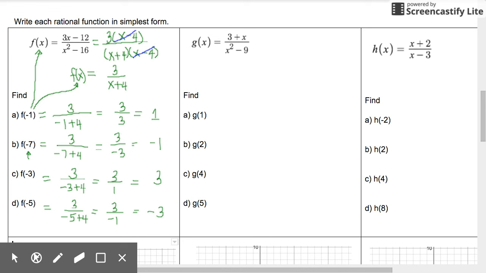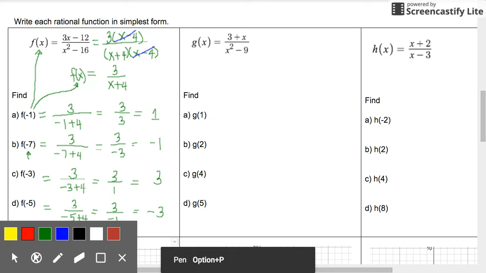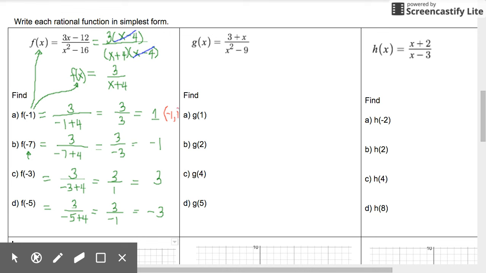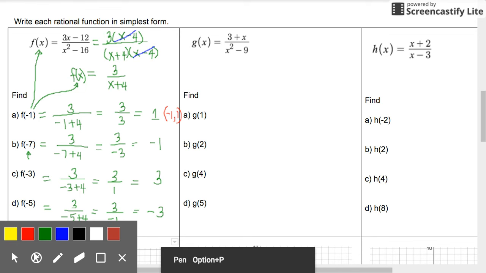Now, each of these gives us a point. So f of negative 1 equals 1 gives us the point negative 1, 1. So when we graph the function, we know that negative 1, 1 is a point on the graph. Okay, now let's move on to g of x.